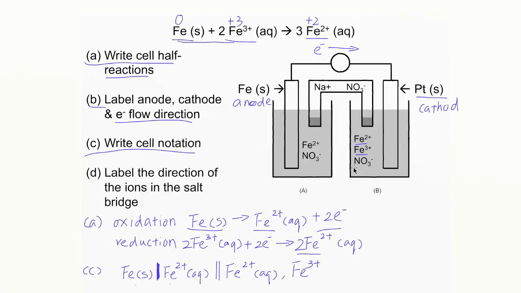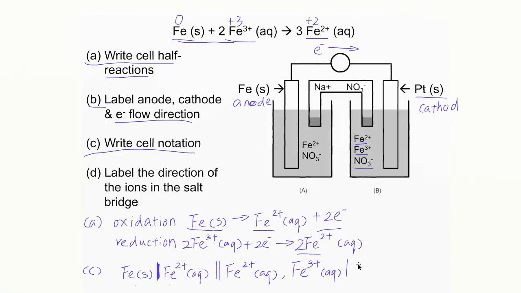You may ask me why we ignore nitrate. Nitrate is a spectator ion. It's not part of the oxidation reduction reaction, so you can ignore it when you write the cell notation. Alright, so these are the 2 ions in the aqueous solution. Now it's time for us to write the cathode.